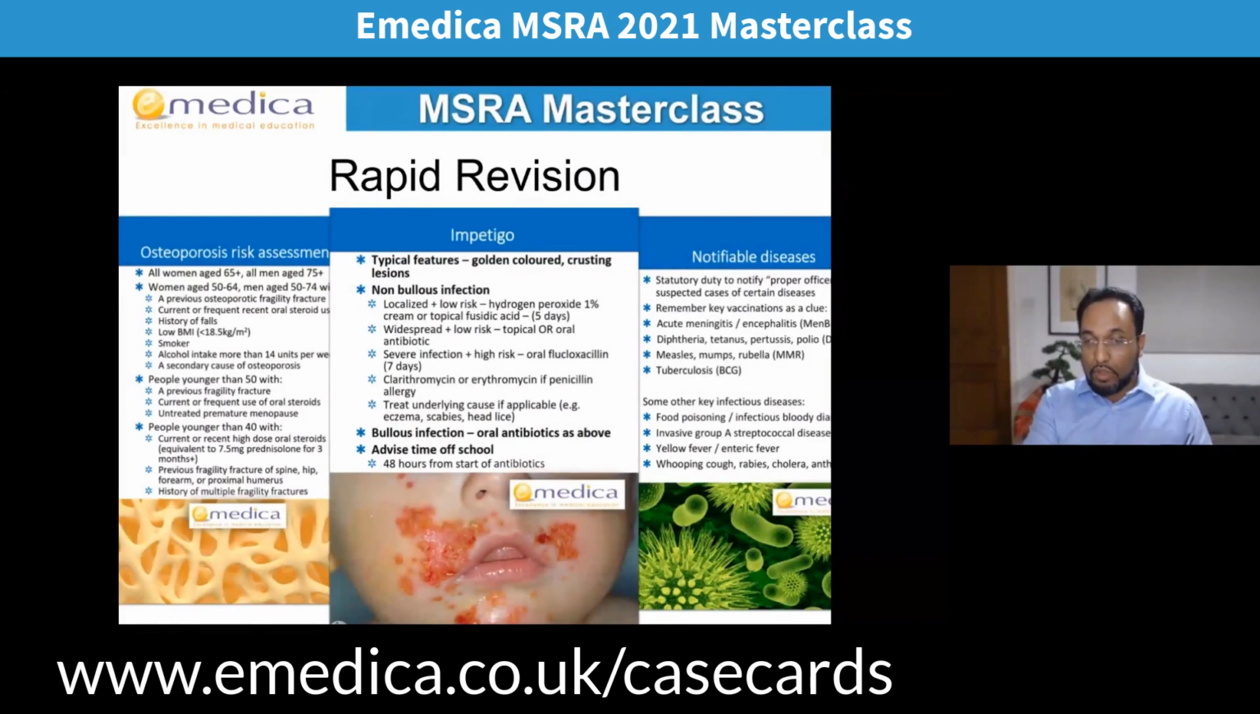But the latest set, they were only published September 2020. So they're bang up to date. For example, these are the 2020 impetigo guidelines. You can see it includes hydrogen peroxide as first line for mild. Okay, these are the current guidelines for who should get assessed for osteoporosis. These are the current list of notifiable diseases and so on.